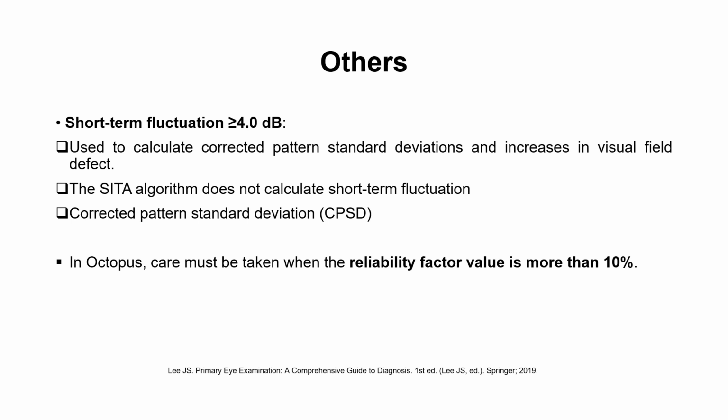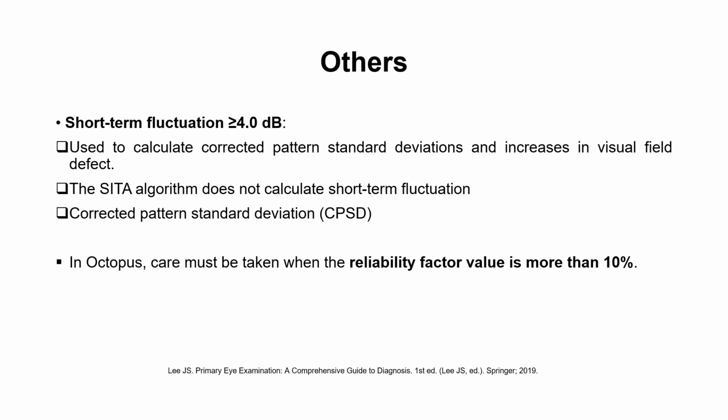So as we said, short-term fluctuation is one of the indicators of consistency and reliability. If it's increased, it is suspicious. However, the SITA algorithm doesn't calculate the short-term fluctuation.